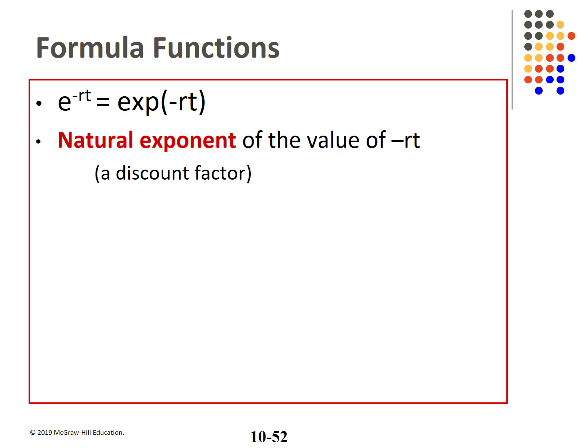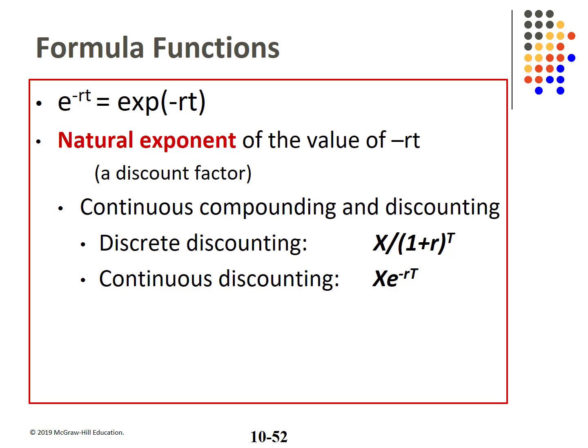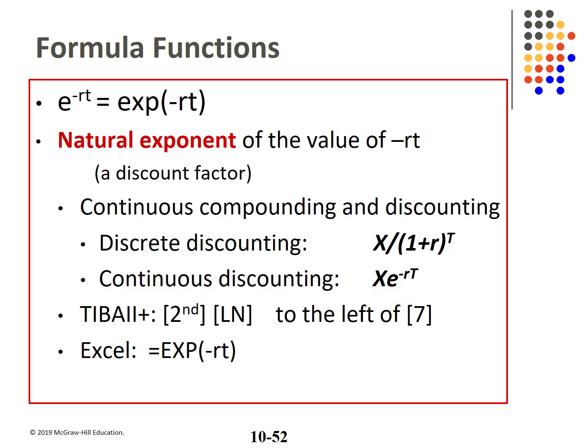e to the x, read as e raised to the x power, denotes the natural exponent of the variable x. In this case, the power is the negative product of the risk-free rate and the time to maturity. This is a discount factor. So far, we've mostly used discrete discounting: x divided by (1 plus r) raised to the t power. x times e to the minus rt is continuous discounting. e is on your TI Business Analyst 2 Plus. It's the second function of the LN key, and there is an Excel function for it.